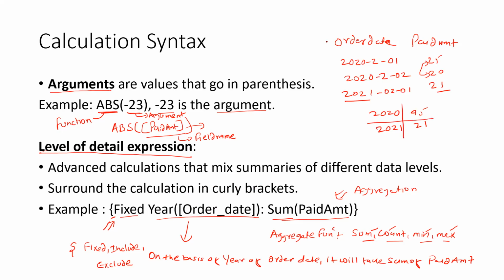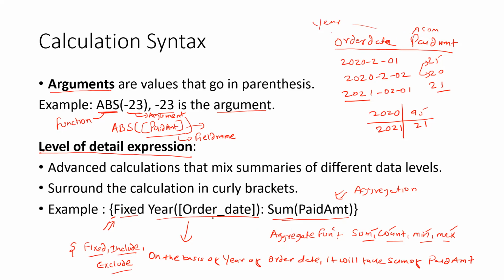This is similar to doing GROUP BY in SQL, where we group by order date. If you take year of order date and do a group by using sum, it is similar in Tableau. If we want to use our aggregate function, we need to give a LOD, that is level of detail, and we have three level of detail types: fixed, include, and exclude.